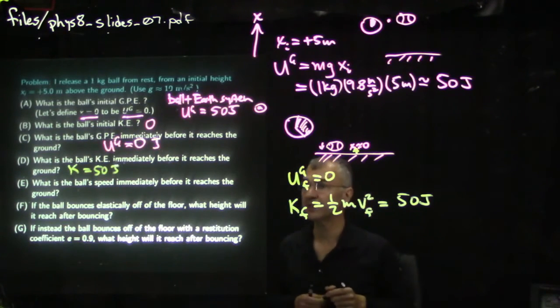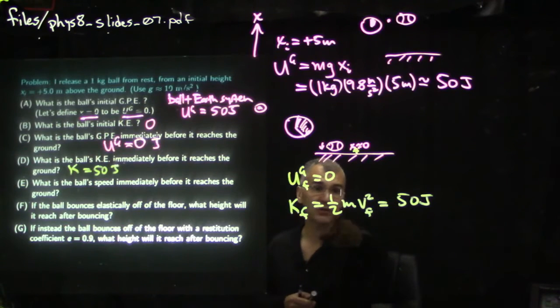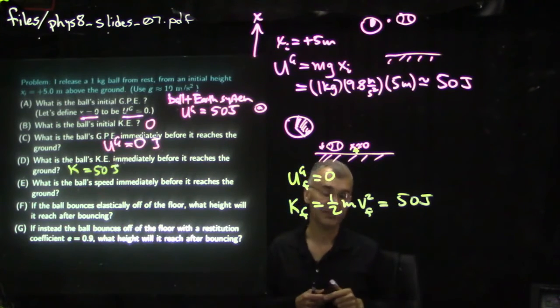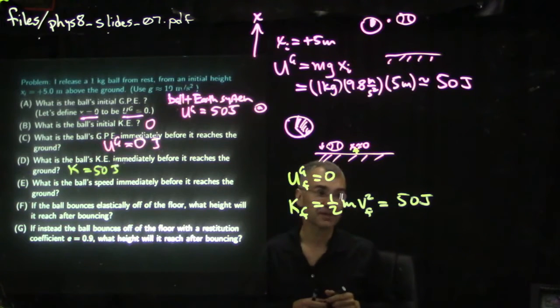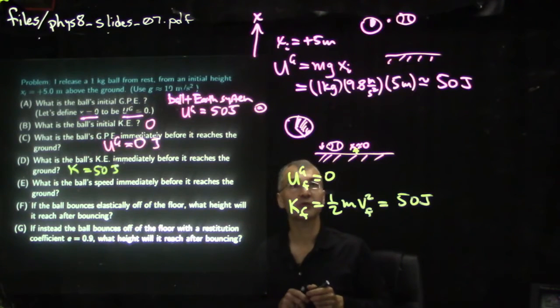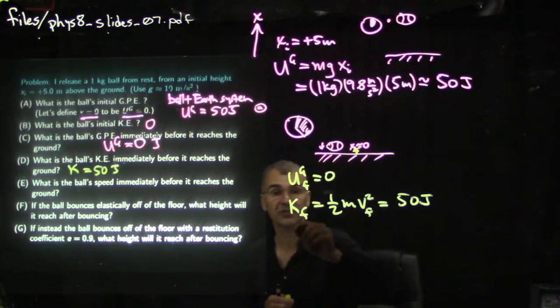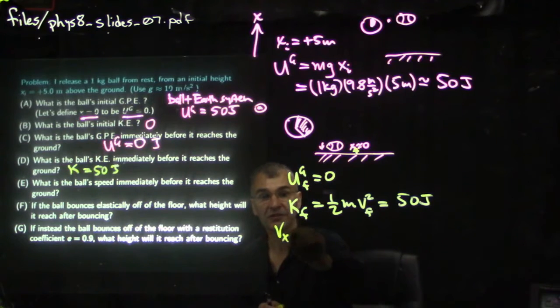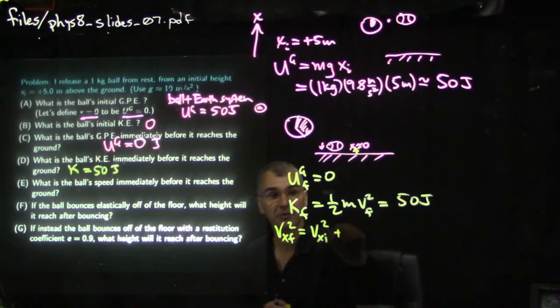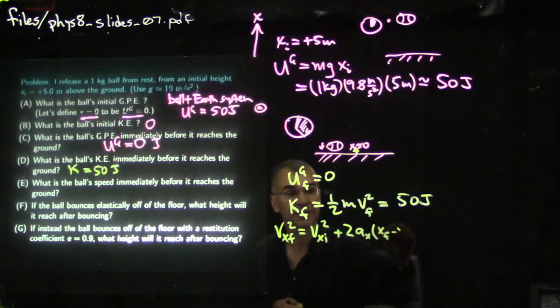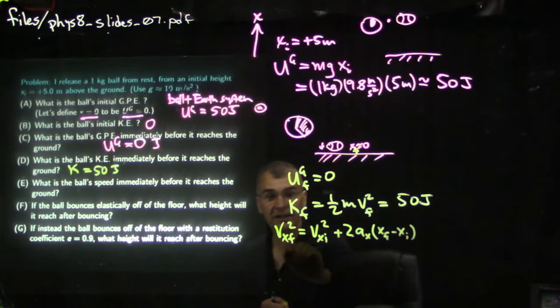What is the ball's speed immediately before it reaches the ground? We could use this to get the speed. I think we will, but let me just show you a different way to do it. You know it was accelerating downward at a sub x equals g. So you know Vx final squared equals Vx initial squared plus 2 a sub x, x final minus x initial. This gives you Vx final squared. So it started out at a speed of 0.